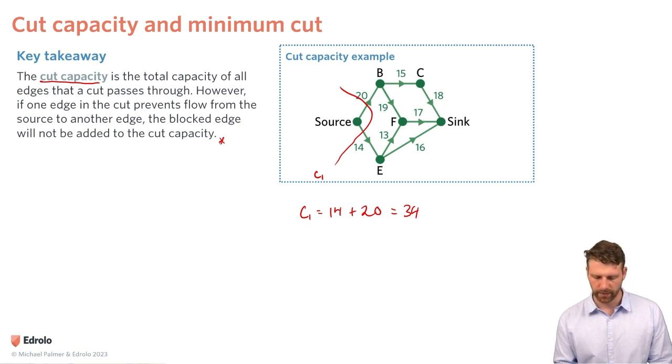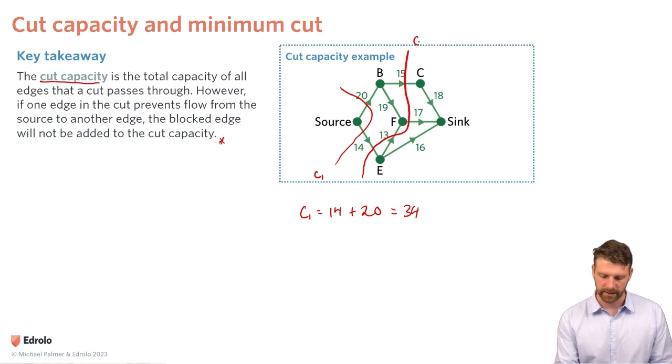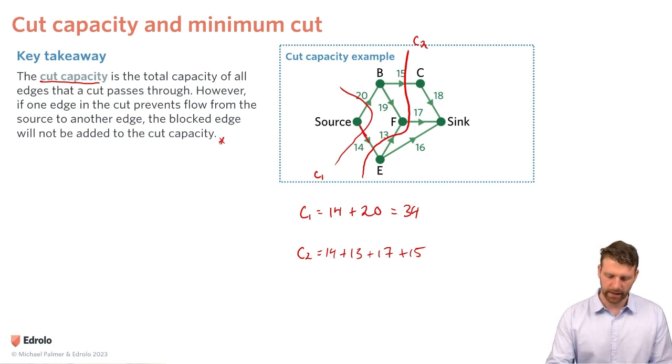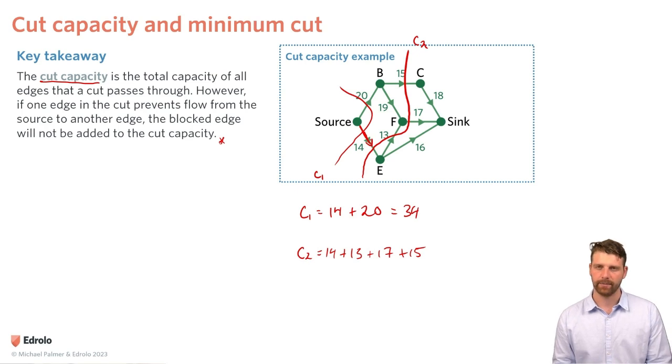So I'm going to take another one. C2 is going to go through here. Okay, let's call this C2. You might think that the cut capacity here would be 14 plus 13 plus 17 plus 15. But that's wrong. And the reason that's wrong is because if we imagine the water passing through from the source to the sink, we'd come down through here and we'd get blocked at E. And there's actually no way to go from E to F if we've already been blocked. So we're not going to count that weight there from E to F. So we won't be counting this 13.